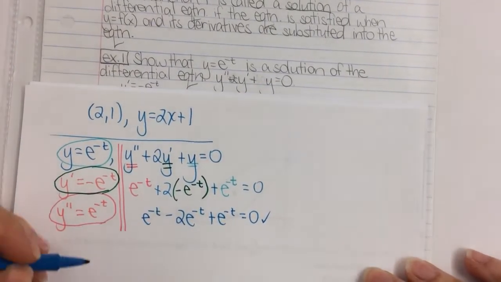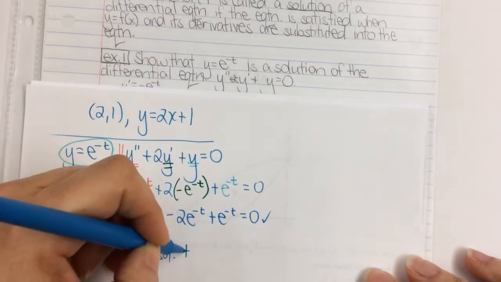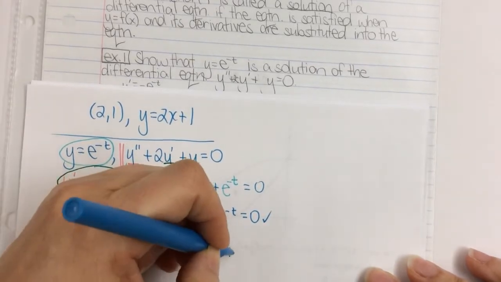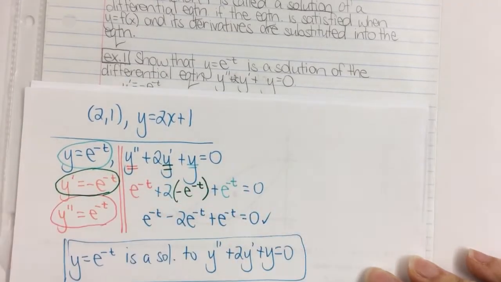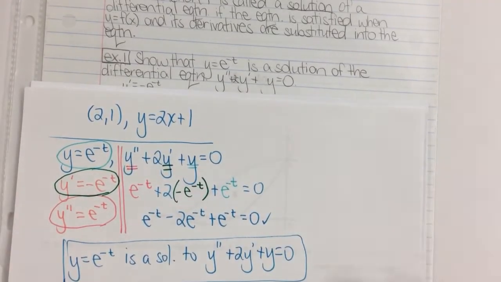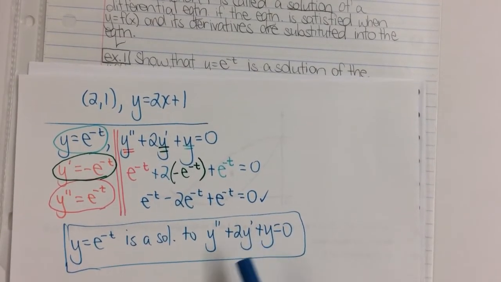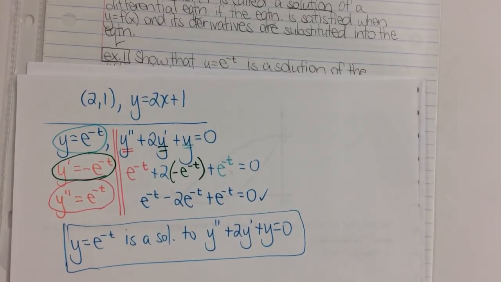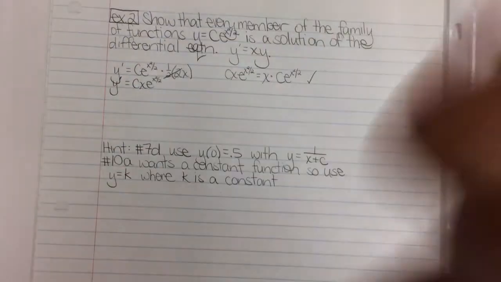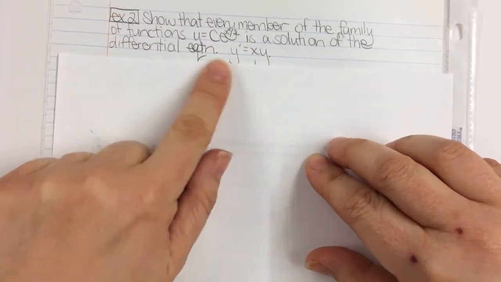So y equals e to the negative t is a solution to the differential equation. Second order differential equation, right? Second degree, highest derivative is the second derivative, so it's a second order differential equation. Super easy, right?